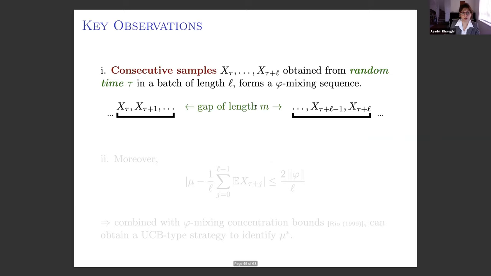We had two observations. The first one was, by the way, are there any questions so far? Okay, so the first observation was that suppose I sample this arm at some random time tau, but then I stick with it for a long batch of length L, then I can show that this process, x tau plus one and so on, is going to be phi mixing. In the sense that if this batch is long enough, then it'll forget about its past, in the phi mixing sense. But then this process is going to be different from the original process because we started at a random time.